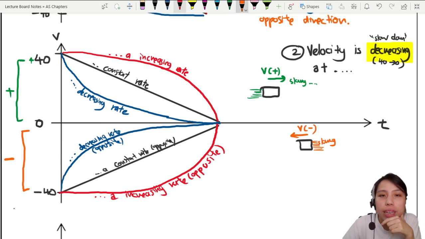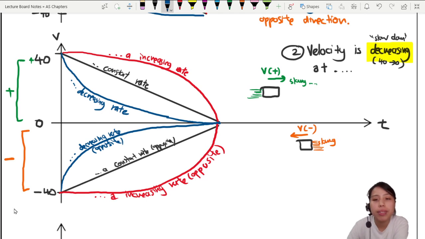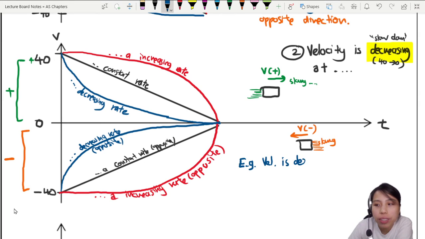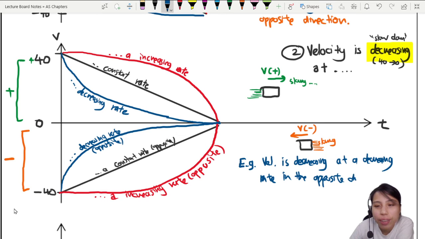So once again, let's write an example sentence. What if I want to describe, let's say, the blue graph? So example, I can talk about it by saying, let's look at the one down there. Velocity, or whatever graph, acceleration, then you say acceleration. Velocity is decreasing at a decreasing rate. Then must say in the opposite direction, because you are in the negative part of the graph for the one down here.